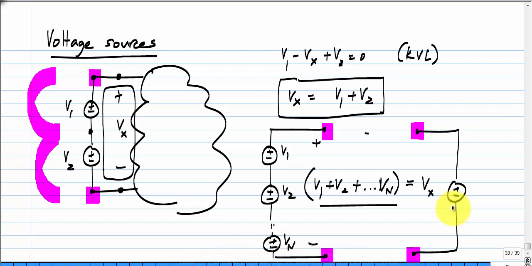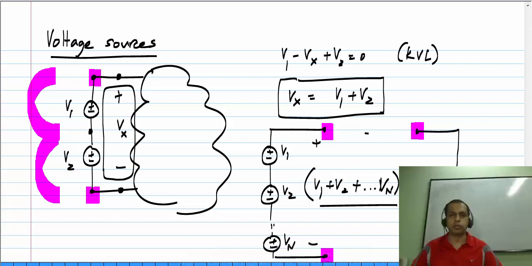So what have we learned so far? A series combination of voltage sources behaves like a voltage source, and the value of the voltage source is the sum of the individual voltage sources. Of course, you have to sum the voltages in the appropriate polarity.